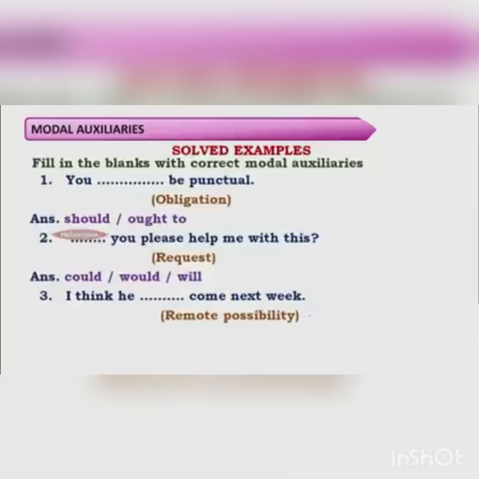Could you please help me with this? Or would you please help me with this? All the 3 answers will be correct. Okay. We'll move to the third. I think he dash dash come next week. Now here remote possibility is there. Here they are asking us to write the auxiliary which shows remote possibility. And we know there's only one for that. It is might. Got it? So the answer goes like this. I think he might come next week.